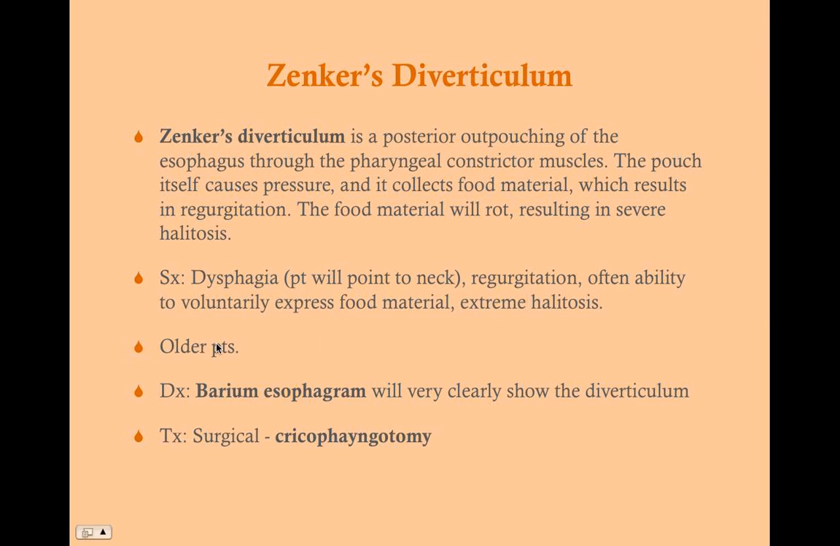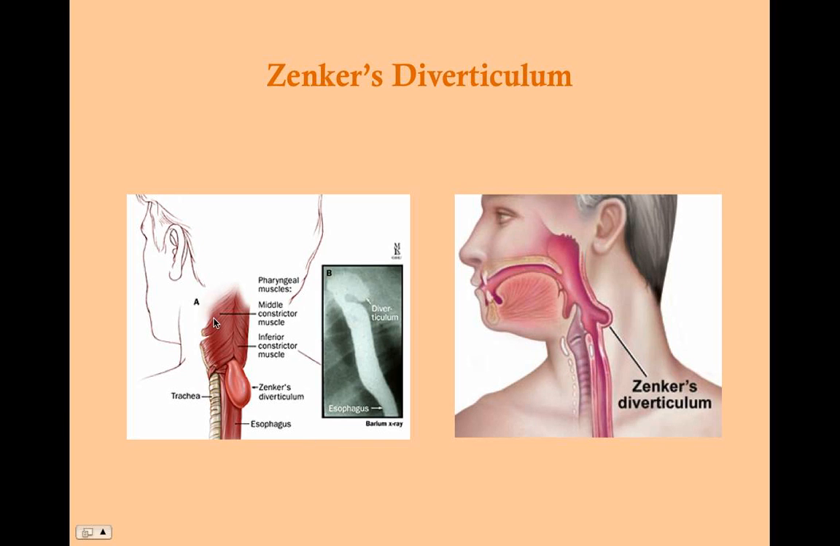This tends to happen in older patients just because the musculature gets a little weaker, but it can happen in younger patients too, but it tends to happen in older patients. The diagnosis is going to be done with barium esophagram, which will clearly show this diverticulum. It will show this outpouching. And the treatment is going to be surgical. It's a cricopharyngotomy, and all we're doing is we're cutting one of the stronger muscles, and that's going to equalize the pressure. I'll show you a diagram of that. But you should know that the treatment is surgical for this.